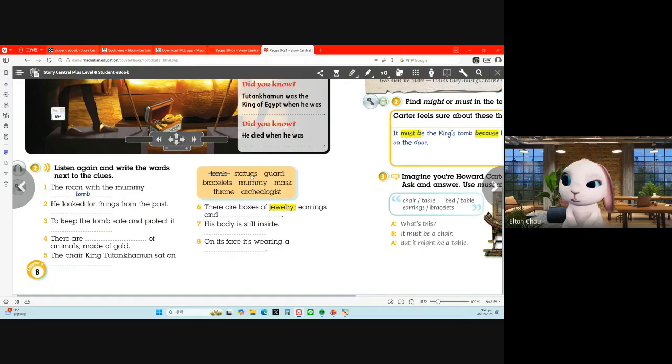And those people who look for things from the past, who are they? They are archaeologists, right? And those things you put around your wrist, that'll be bracelet, right? And how about the king's chair? The king's chair is the throne, right? And to protect, to watch over, that'll be guard, all right?